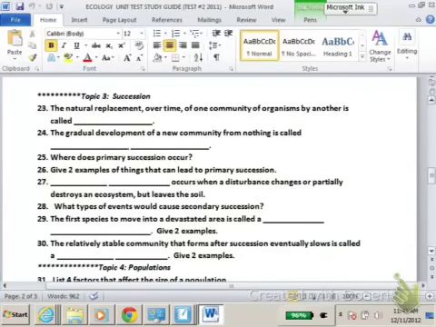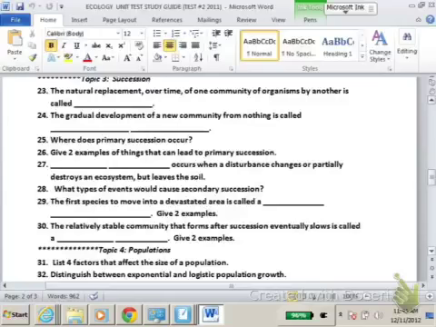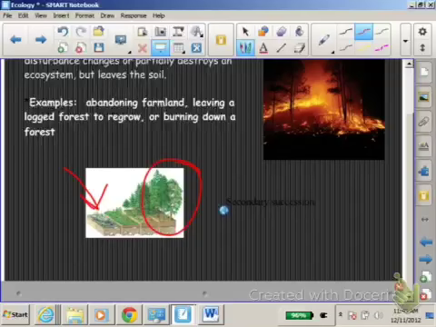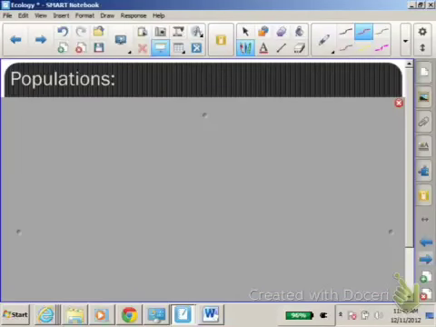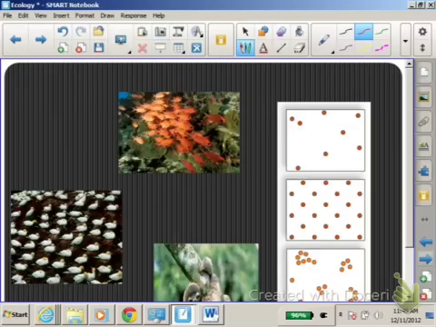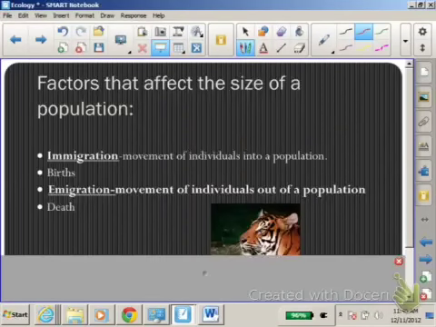Okay, so let's finish going over the study guide. Let's talk about populations. It says list 4 factors that affect the size of a population. Well, you'll remember population was affected by 4 things: immigration with an I, which is when individuals move into a population; births; emigration with an E, when individuals move out of a population; and the death rate. All of those are going to determine how large a population is.